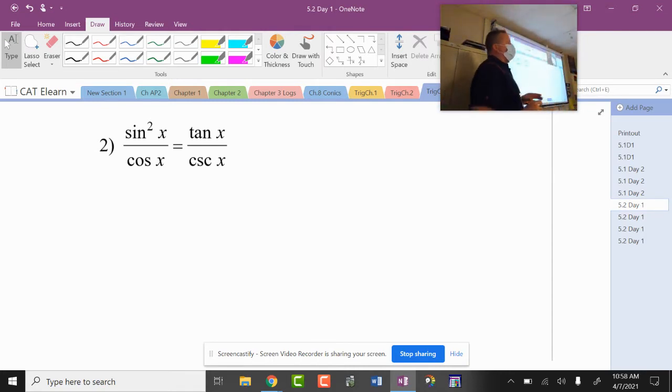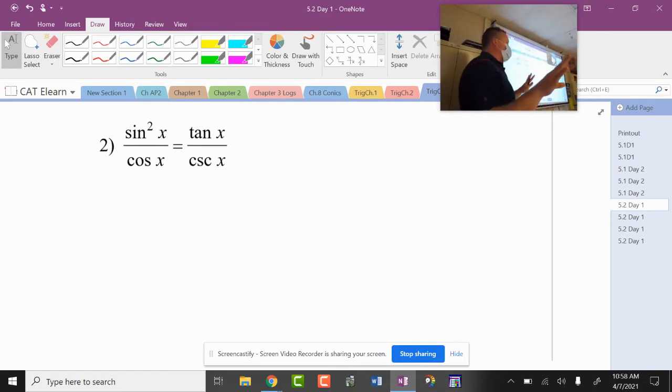So first of all, what side do you think looks slightly more complicated, the left or the right? What do you think? The left, it's got one more operation, right? It's got a sine squared. So that's really what you want to do. You usually want to work with the more complicated side to try to make it equal to the other side. And I'll show you how the structure works.